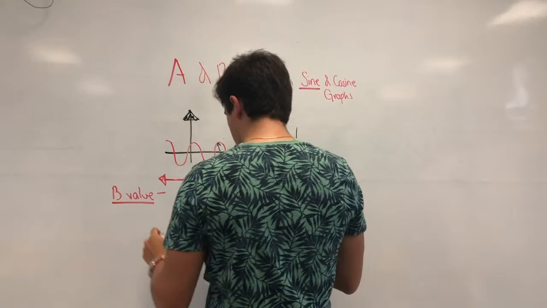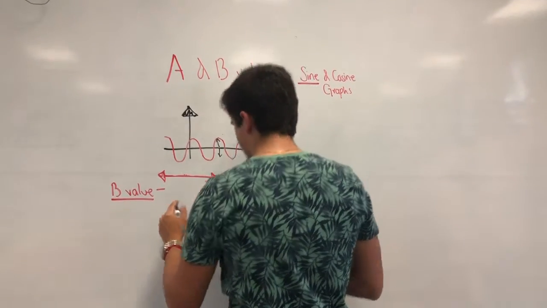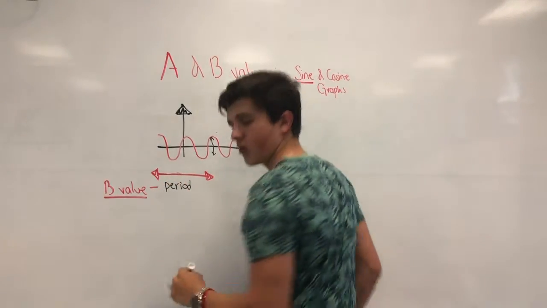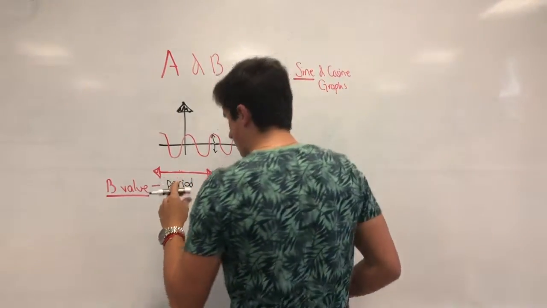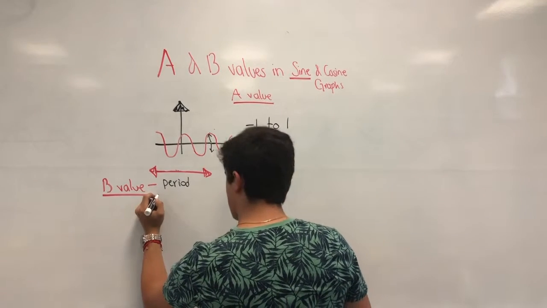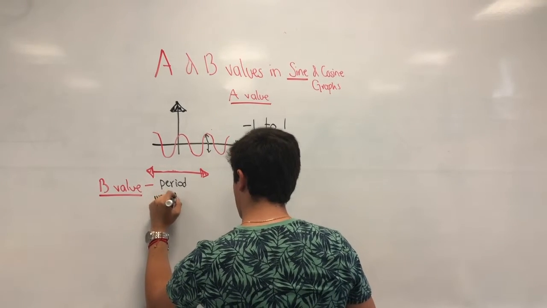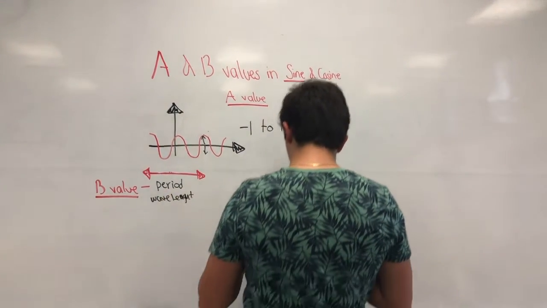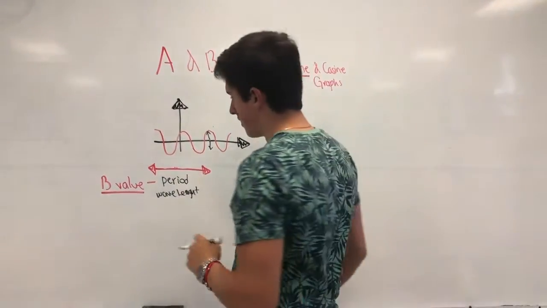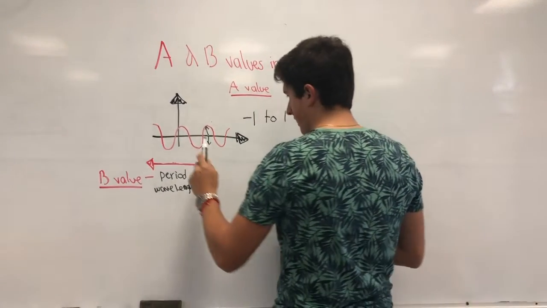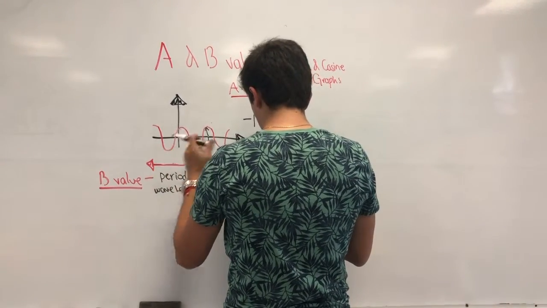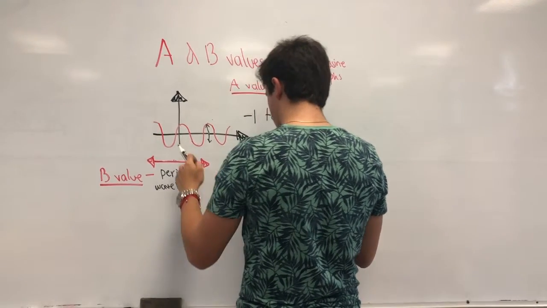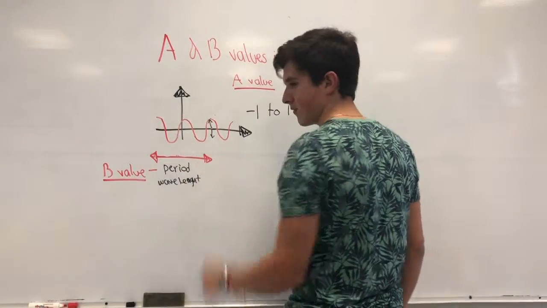On B value, the variable B in the graph affects the period, also known as wavelength. The period is the distance or time that it takes for the sine or cosine curve to begin repeating again.